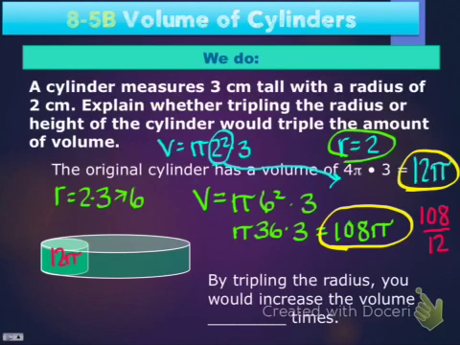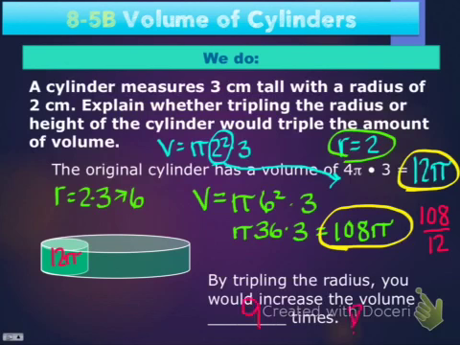So let's compare this. The original was 12, so I've put 12 down here. And then I've got 108, which is our new volume. So if I do 108 divided by 12, we end up getting the number 9. What this means is that when we triple the radius, we don't actually triple the volume. We're actually taking the volume and we're doing it times 9. So we're increasing it 9 times the original.